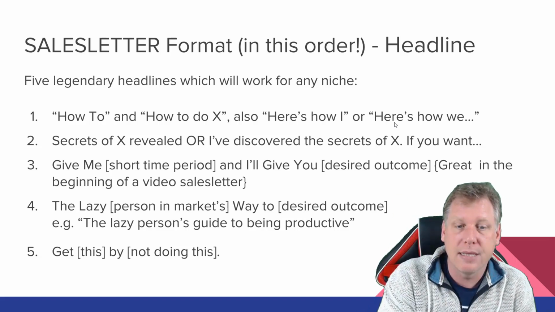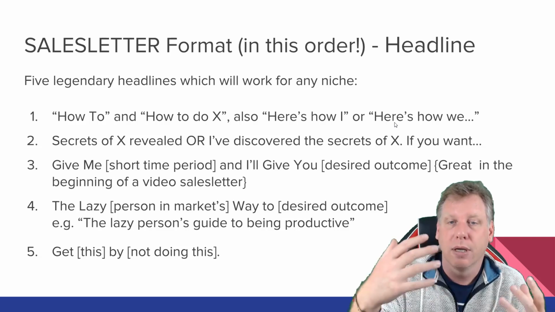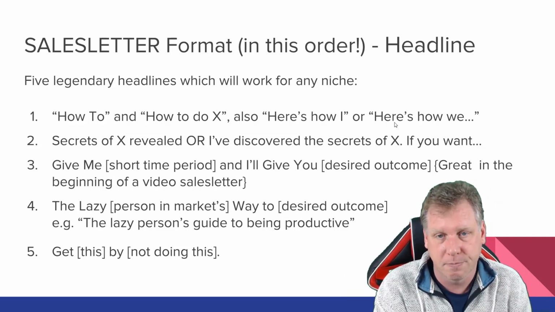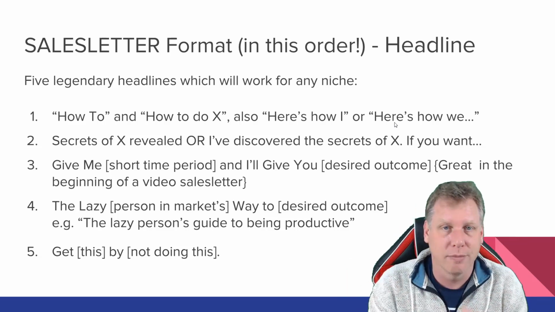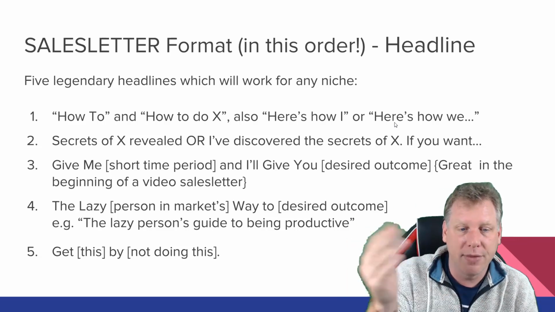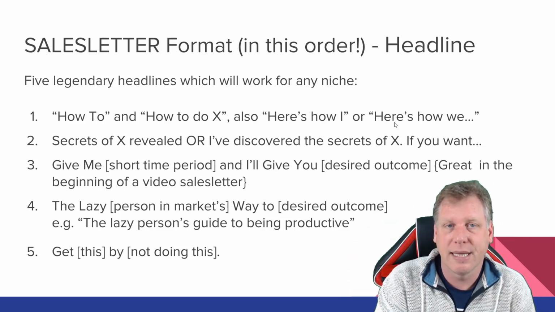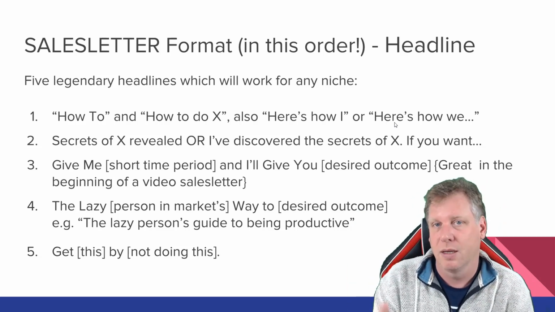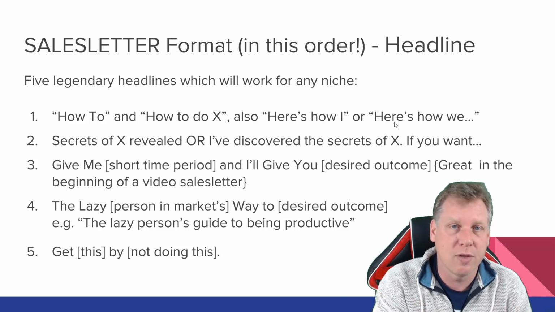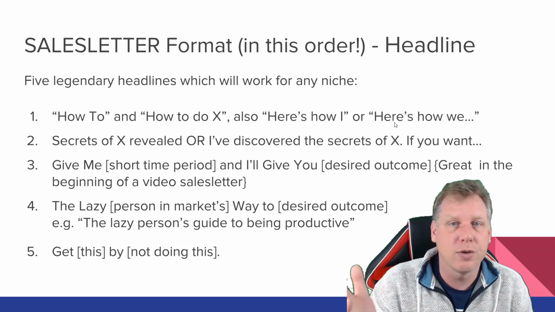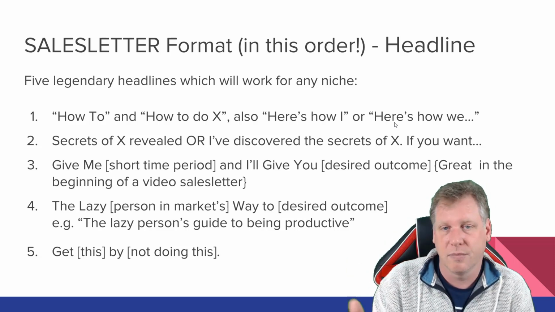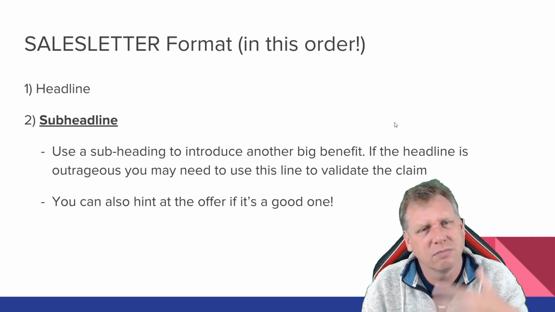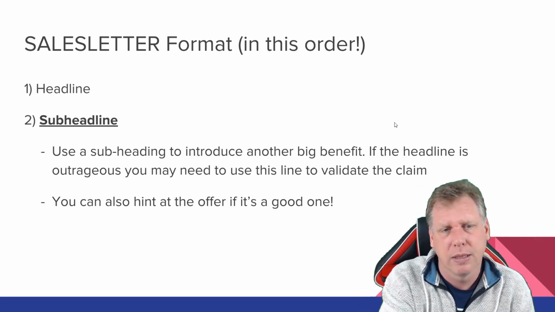Number 4: the lazy person in market, way to desired outcome. For example, the lazy person's guide to being productive. Yeah, using that counter. And finally, get this by not doing that. Get 20 more customers a day by not spending a penny on Facebook ads. Get a successful Facebook group by not posting a single post every day. It works really, really well. It's all about finding out. People want to find out how.